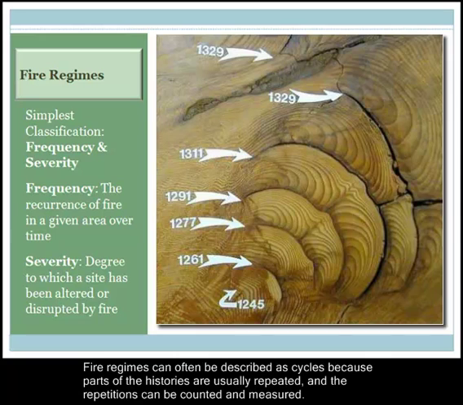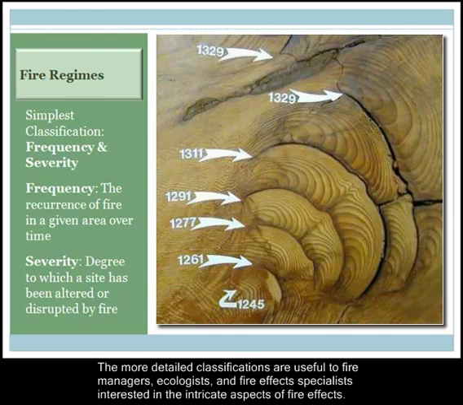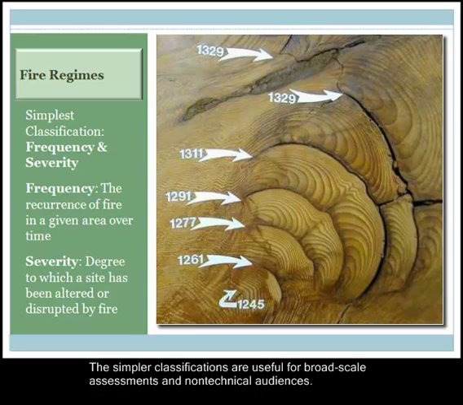Fire regimes can often be described as cycles because parts of the histories are usually repeated, and the repetitions can be counted and measured. Fire regimes have been described by factors such as fire frequency, size of fire, pattern on the landscape, season of burn, and depth of burn. The more detailed classifications are useful to fire managers, ecologists, and fire effects specialists interested in the intricate aspects of fire effects. The simpler classifications are useful for broad-scale assessments and non-technical audiences.